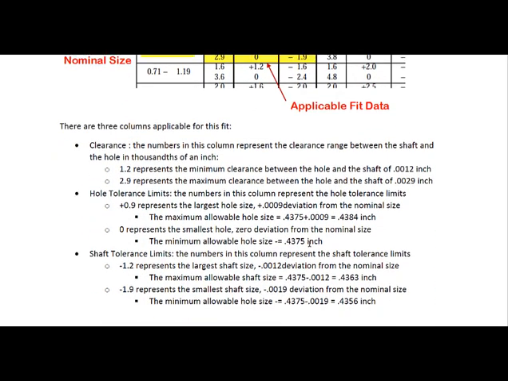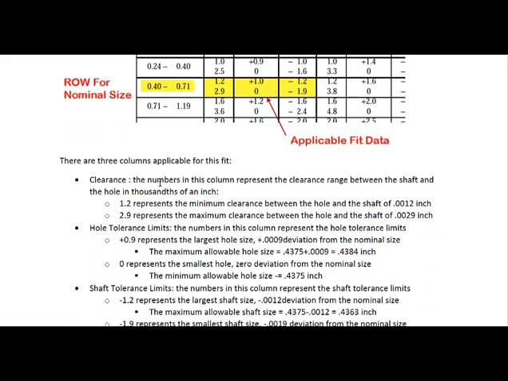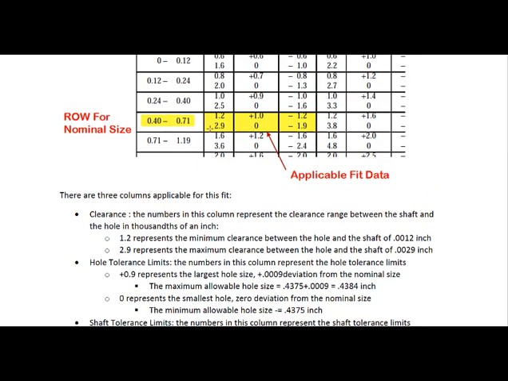Now this next part explains what we're trying to do. The first column is the clearance. Numbers in this column represent the clearance range between the shaft and the hole in thousandths of an inch. So the 1.2 represents the minimum clearance between the hole and the shaft of 0.0012. And the 2.9 in that column represents the maximum clearance between the hole and the shaft of 0.0029.